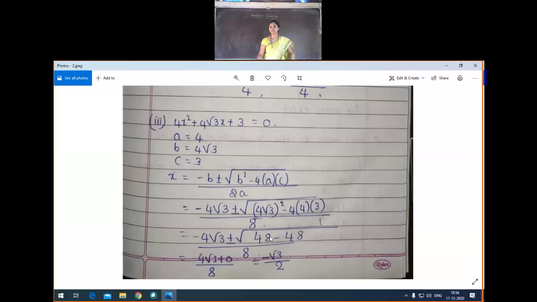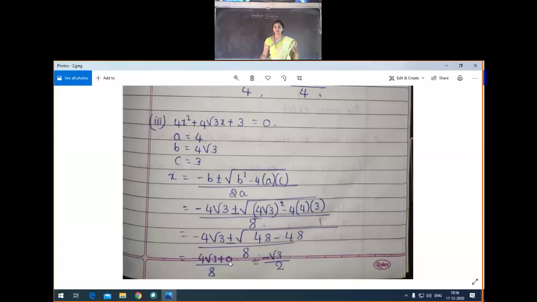Here we are observing that inside the root symbol, in place of b square minus 4ac, we are getting 0, in the sense we will get the same roots. That day we discussed this topic: if we get b square minus 4ac equal to 0, then we will get the same roots. Roots are repeating. So now 48 minus 48, divided by 8 here.